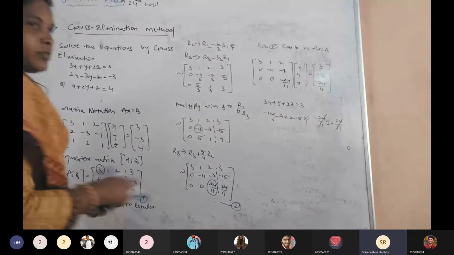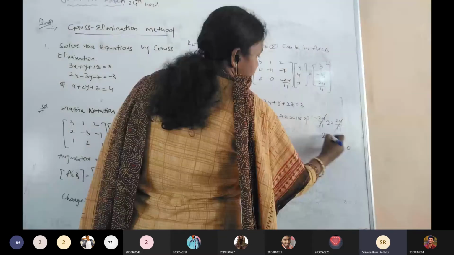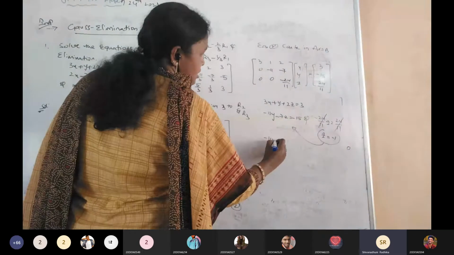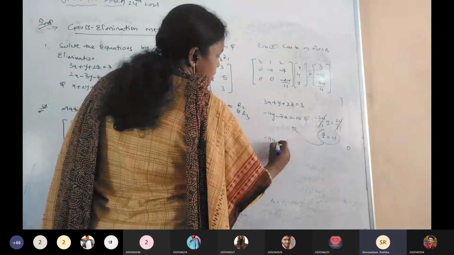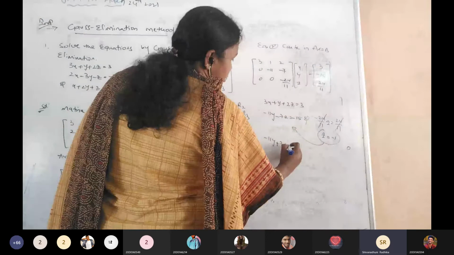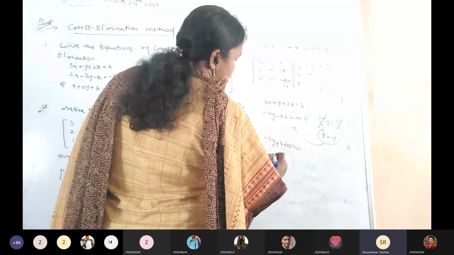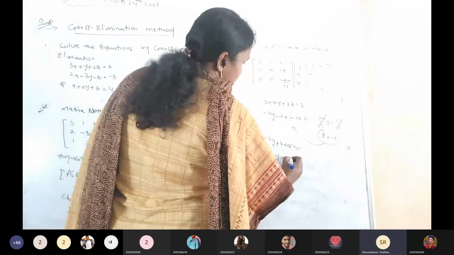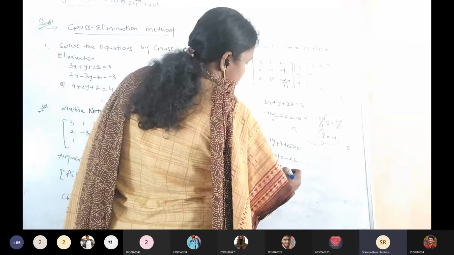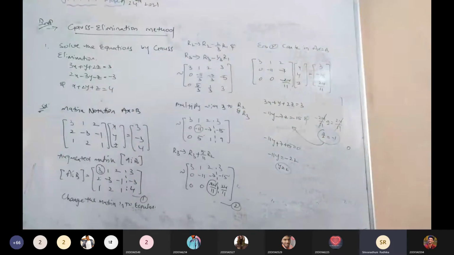So z equals to -1. Again substitute z equals to -1. -11y minus into minus plus 7 plus 15. So that is equals to 0. Minus 11y equals to minus 22. Y equals to 2. Right?